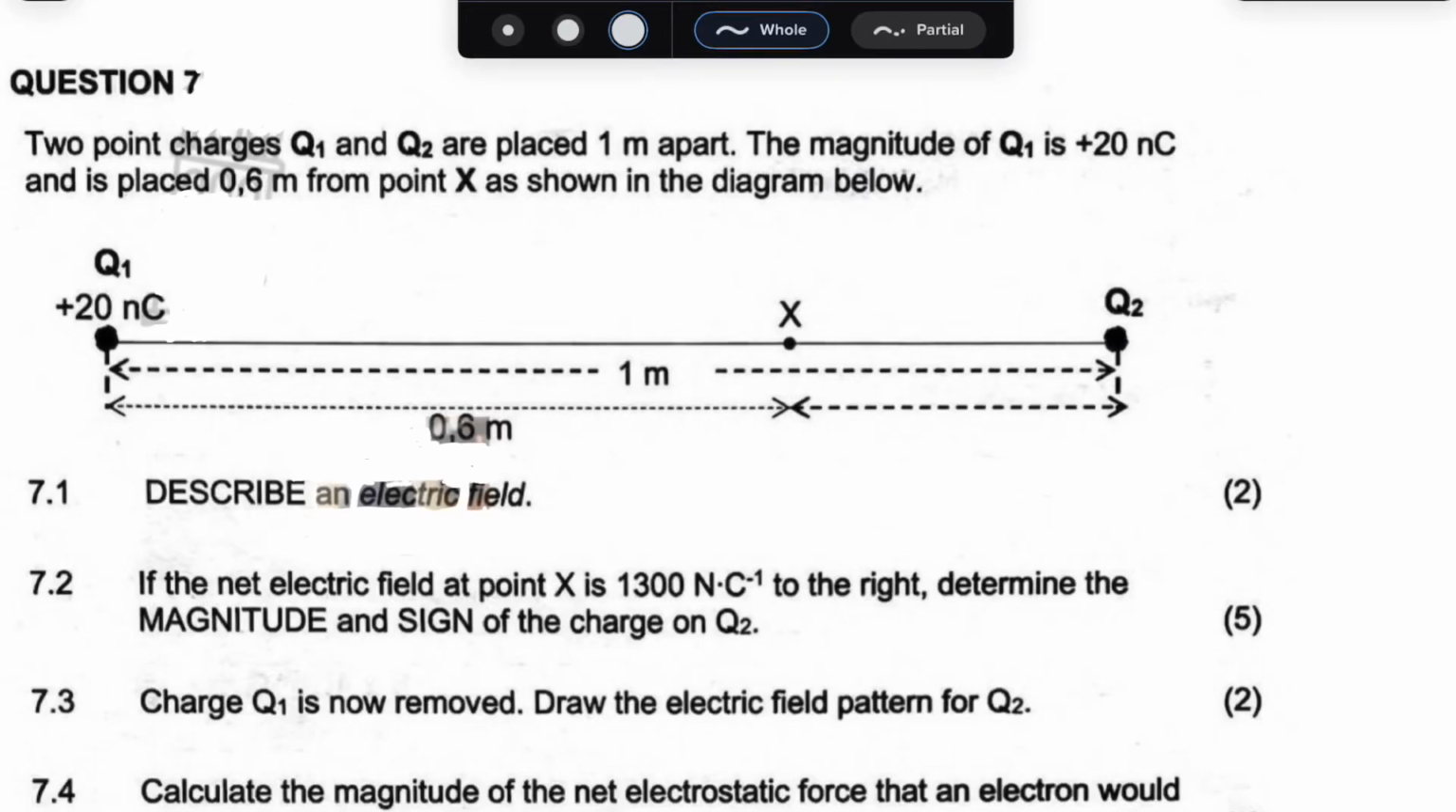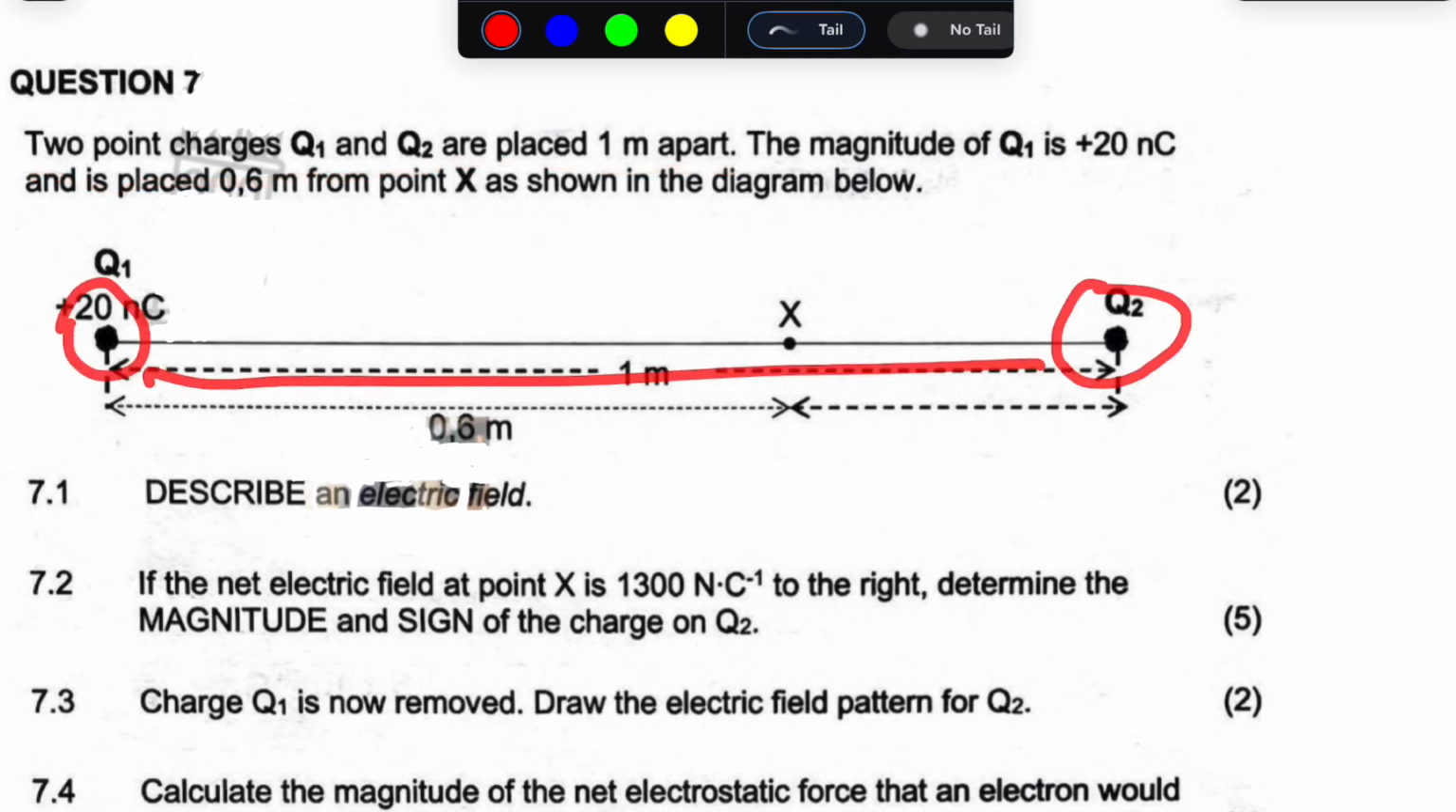Today we're going to look at the electrostatic question where we're given a net electric field. Here it says, 2 point charges Q1 and Q2 are placed 1 meter apart. This is charge 1 and charge 2, placed 1 meter apart.